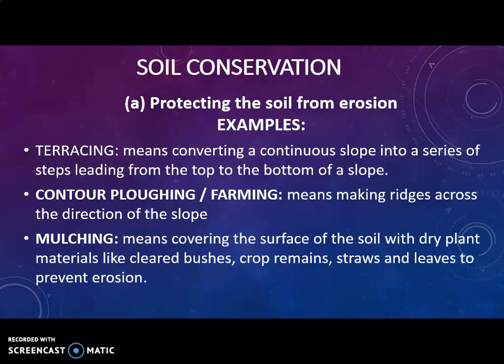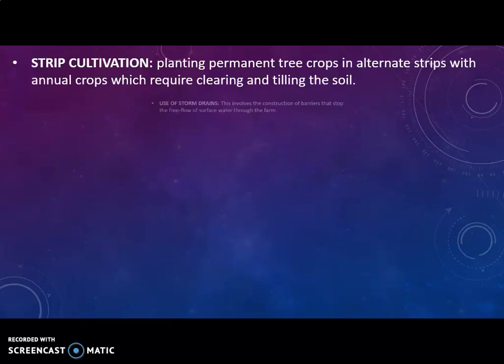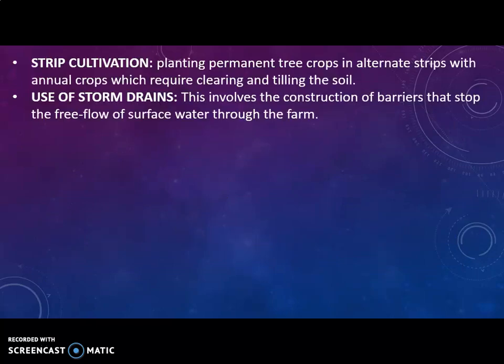The next one, mulching. With mulching, we can cover the upper surface of the soil with dry plant materials that we clear from bushes. All plant materials that we clear from bushes, we use them to create a bed on top of the soil, thereby protecting the soil from water runoff.